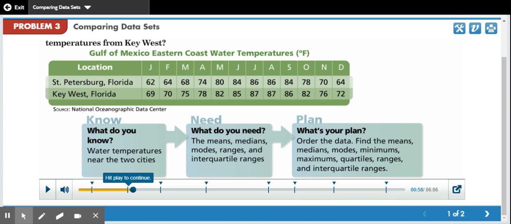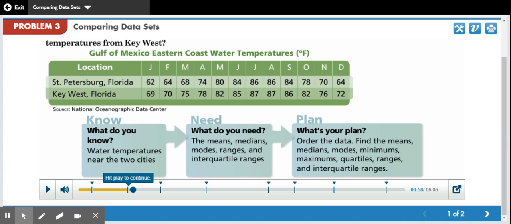All right, so in order to compare the two data sets between the water temperature between St. Petersburg, Florida and Key West, Florida, we're going to have to compare a couple of different things about the data sets. It wouldn't be enough to just simply compare the means of both of them. To get a really good idea of what's happening, we should really be comparing the mean, median, mode, range, and interquartile ranges to get a better overall depiction of what's happening with our data set.